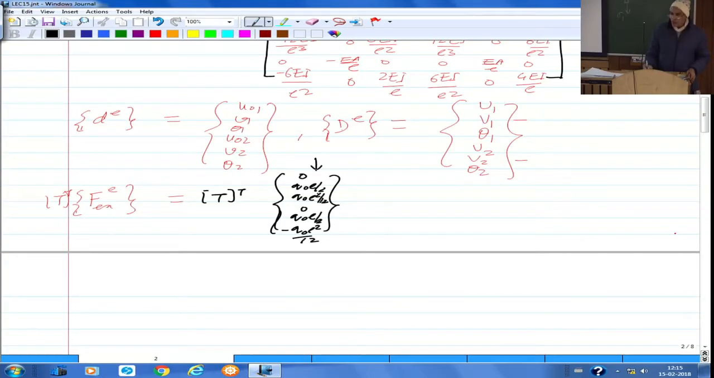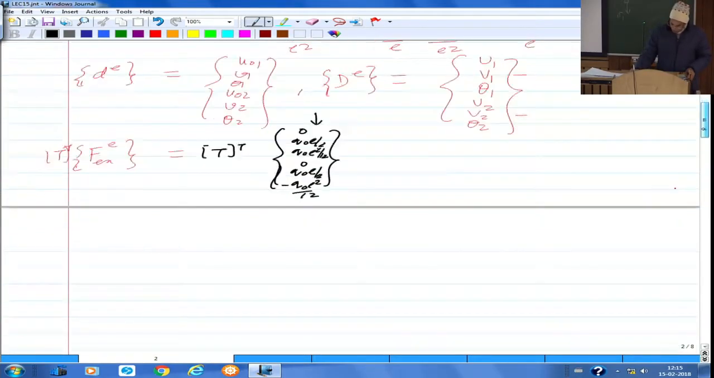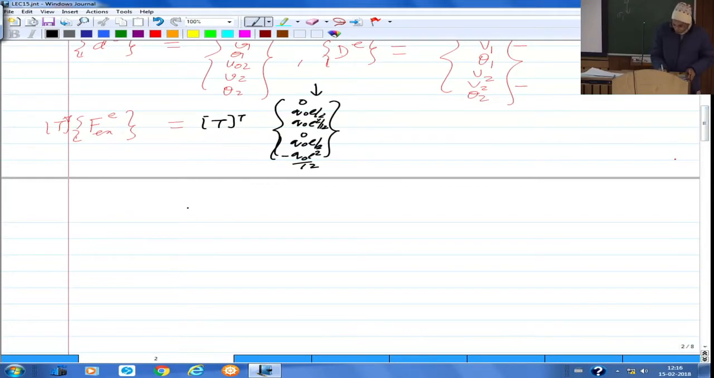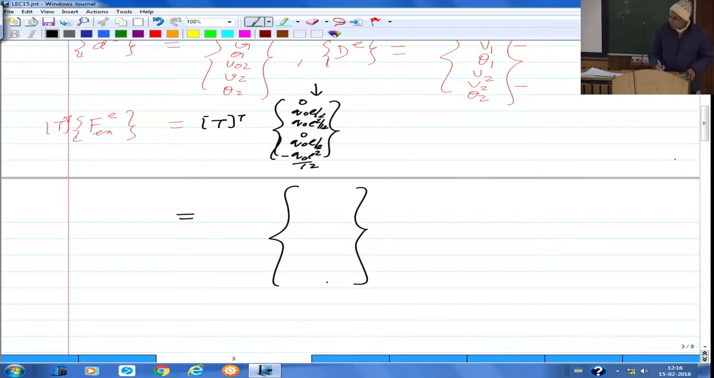This is the load vector in the local element coordinate system, and once we pre-multiply by T transpose, we get the same thing in the global coordinate system. So if you do this multiplication, taking T transpose, already defined, and multiplying with this, the load vector finally comes out as minus q naught L by 2, then 0, and then q naught L square by 12, and then again minus q naught L by 2, 0, and minus q naught L square by 12.